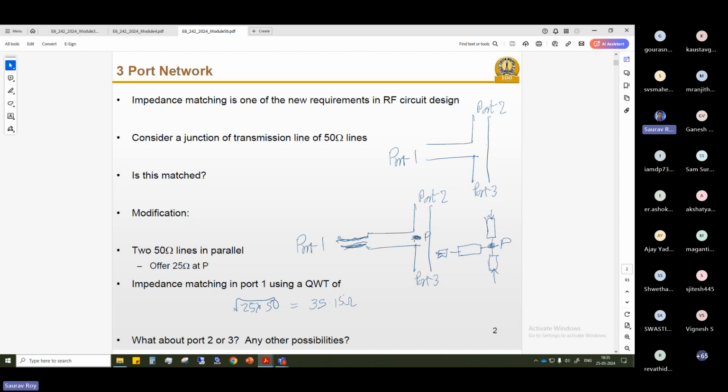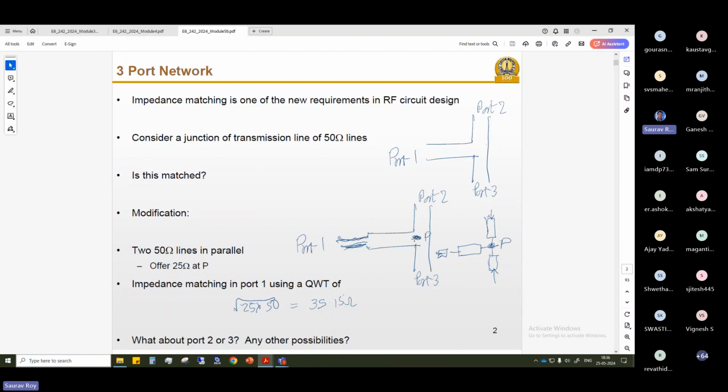If your input port is port 2, what you get at port 3 is meant by S32. Okay, S32 again. From the notation, if you give input at port 2, what you get at port 3, that is S32. You want to reduce this as much as possible.